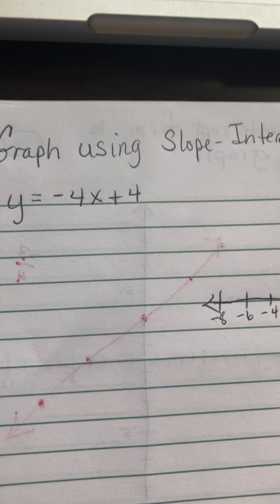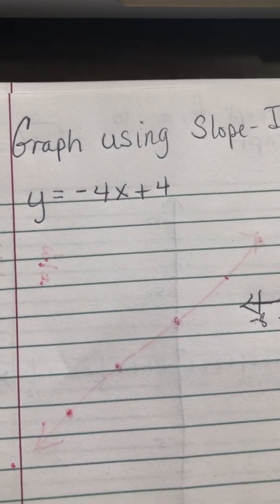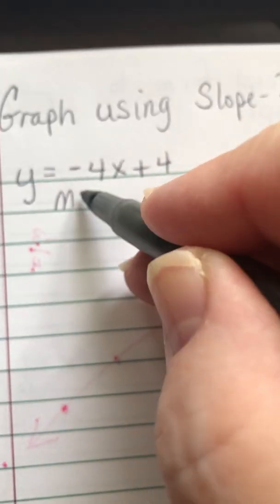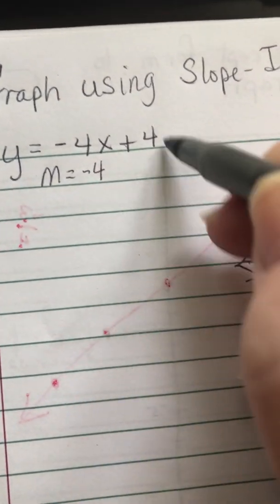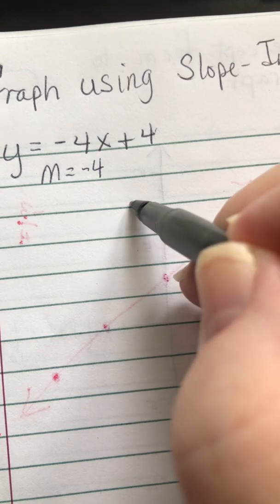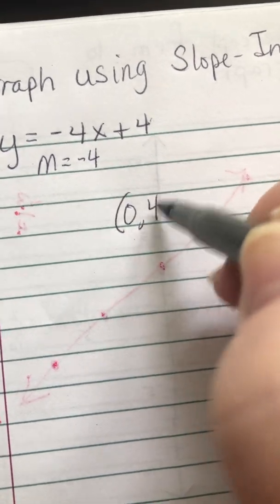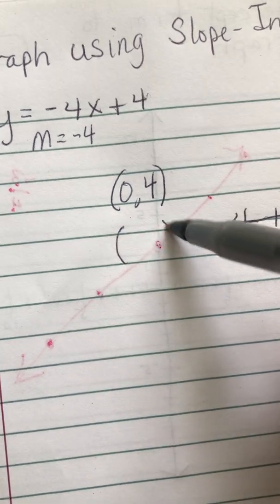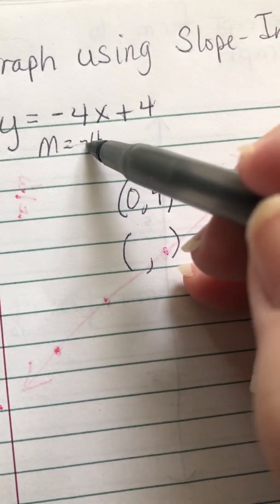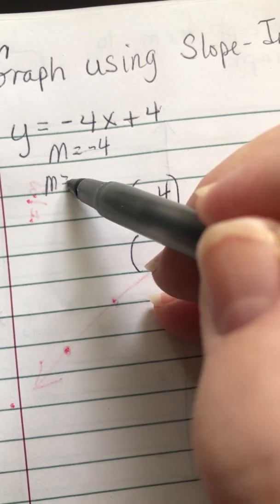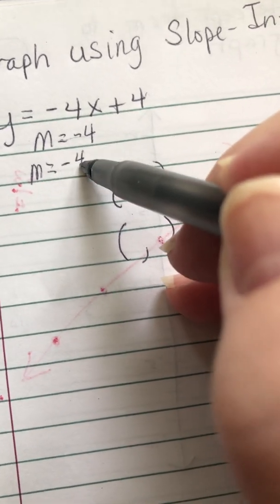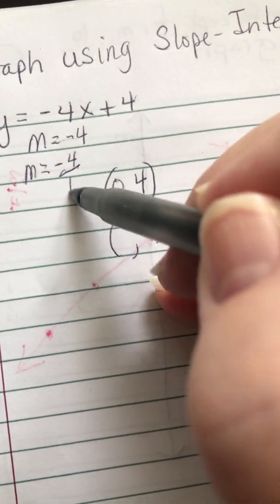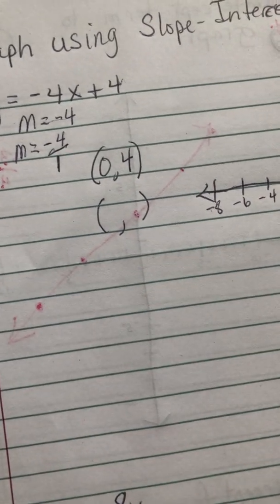Okay, so this one, the equation is already in slope-intercept form because the y is by itself. So we can see that our slope is negative 4, and our first set of coordinates is at 0 and 4. And then we need to create the next set. Well, here our slope is -4, and we need to see it as a fraction so we can see how to change the y and how to change the x. So we got to put it in fraction form. So now it's in fraction form.